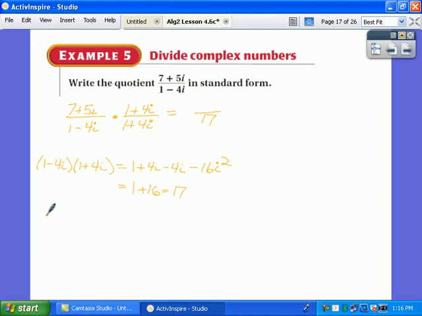So 7 plus 5i times 1 plus 4i. And so now again we do the same process. This time the middle term shouldn't drop out. Right, so 7 times 1 is 7. 7 times 4i is 28i. 1 times 5i is plus 5i. And then 5i times 4i is plus 20i squared.